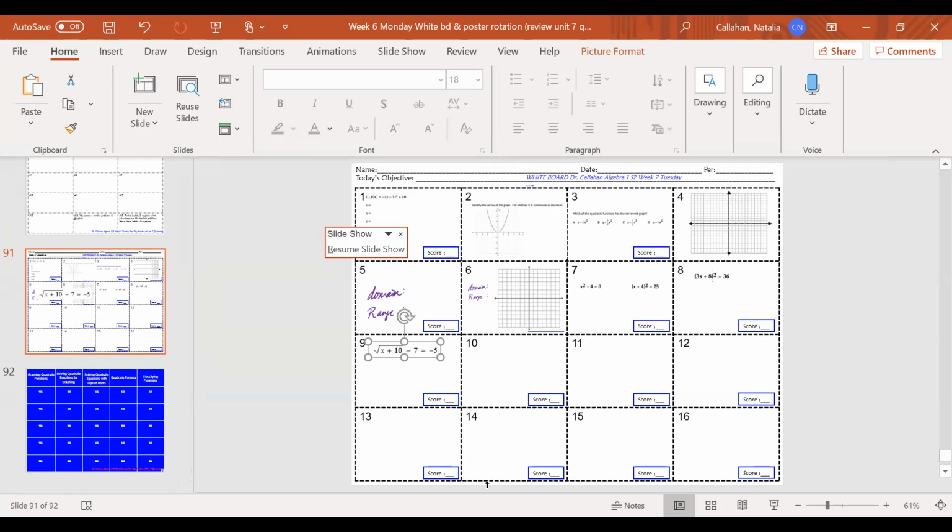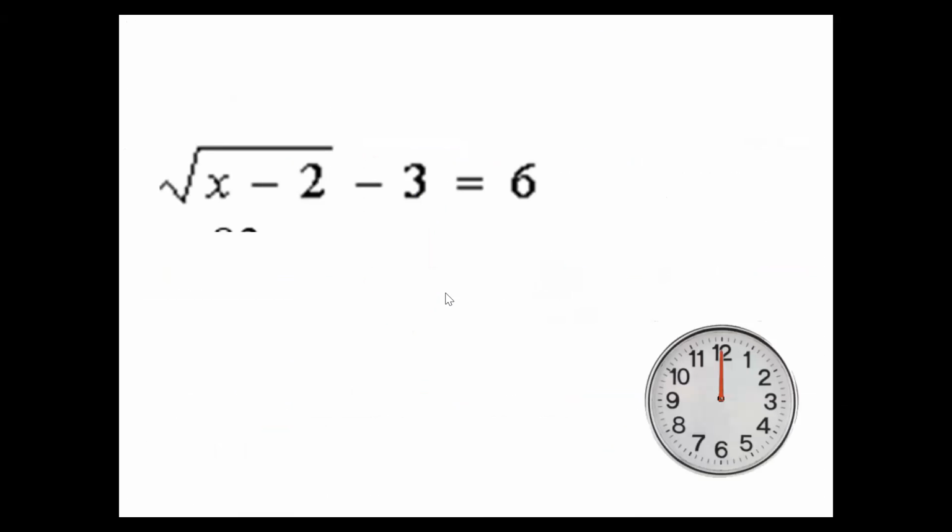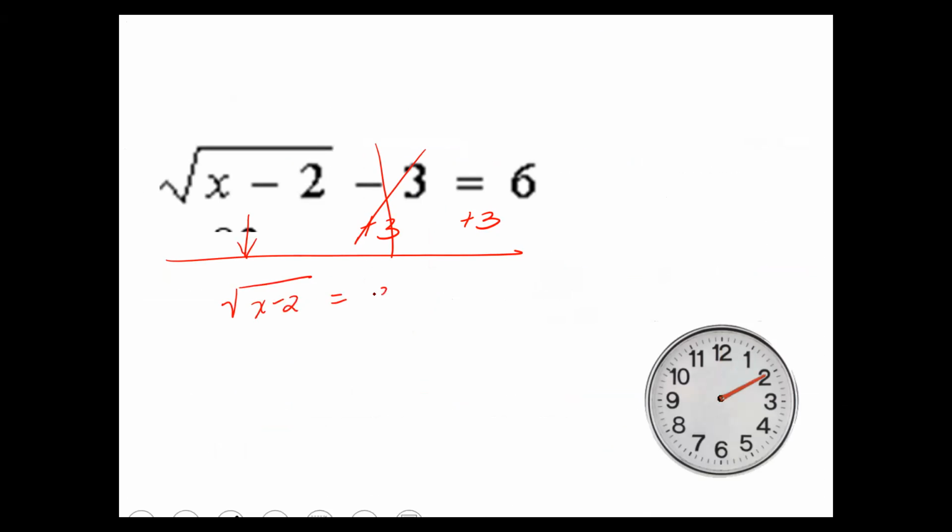All right, let's go on to number 10. Here we go. For number 10, add the 3 on both sides, because you can't get rid of anything else with this until the 3 is gone. Bring down your square root of x minus 2. 3 plus 6 is going to be a 9.